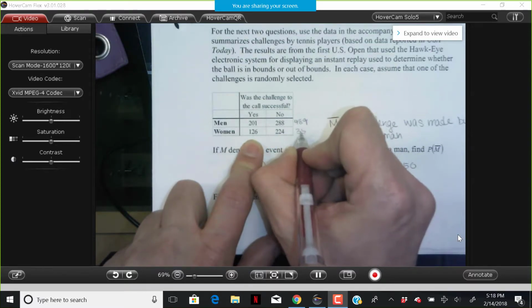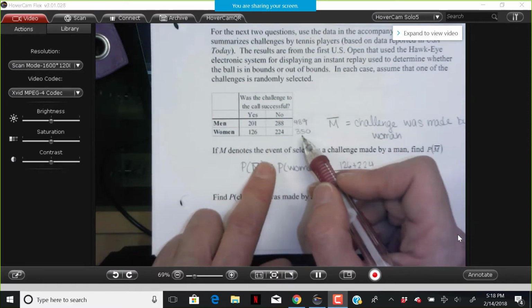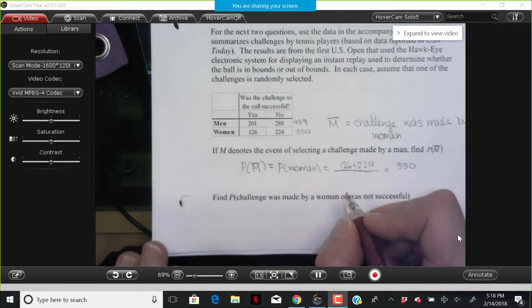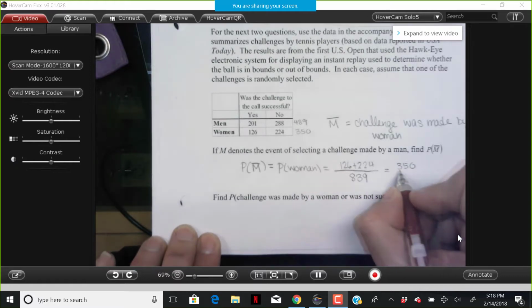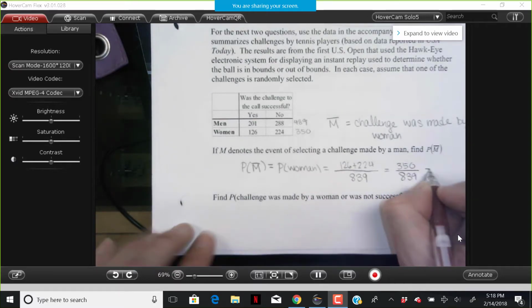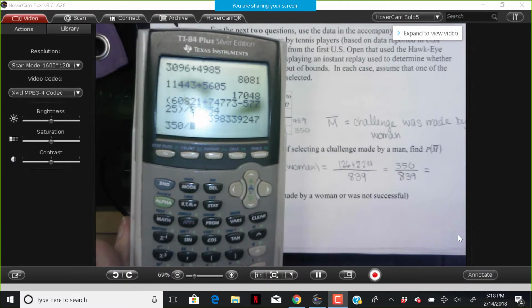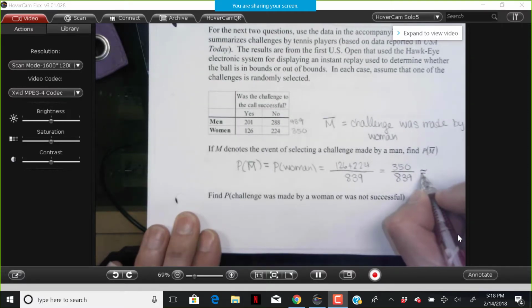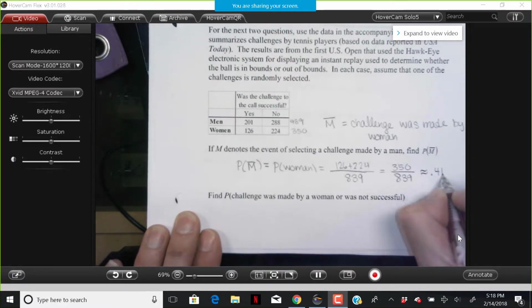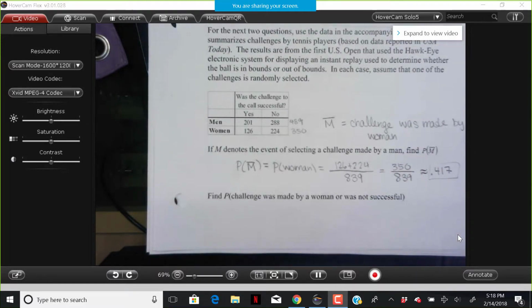These add up to 350. And so we would have to add these together to get the denominator, right? So 350 plus 489 was it 839? So about 0.417. So about 42% of the challenges were made by women.